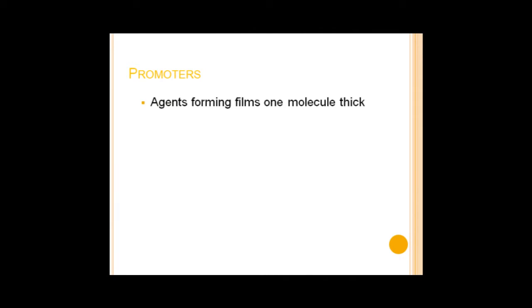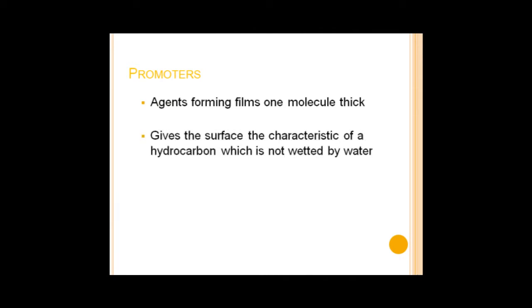Promoters are agents forming films one molecule thick. They give the surface the characteristic of a hydrocarbon, which is not wetted by water. This kind of reagent uses 0.05 to 0.15 pound per ton of solids treated.